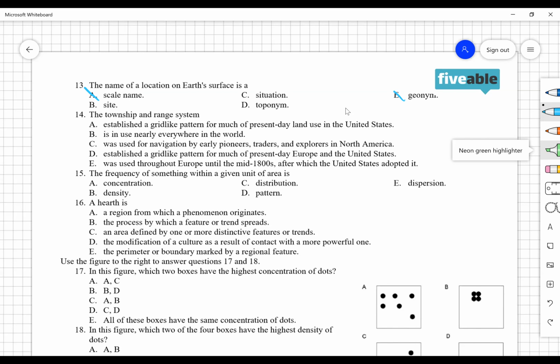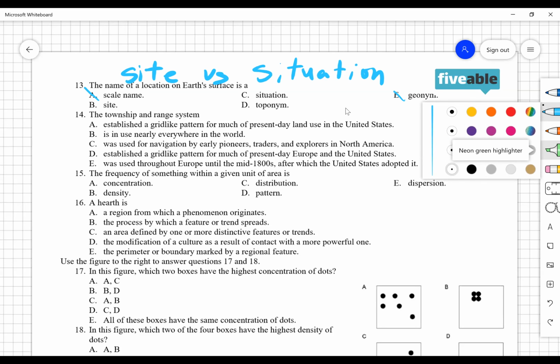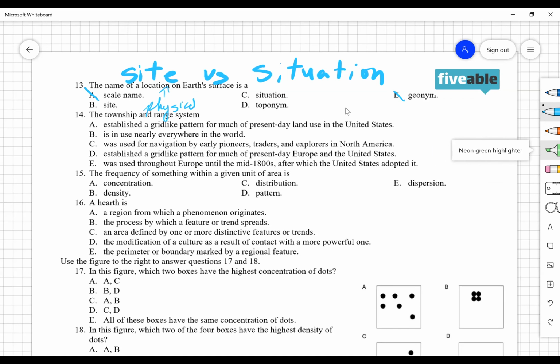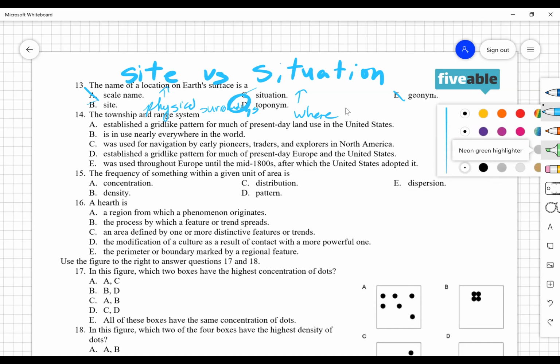Situation and site. Site versus situation is one of the major things in Unit 1. It's also mentioned in Unit 6 later, and it's a little bit more important there. But site versus situation is basically just where is this relative to another place, and where is it important. So site is going to be physical surroundings, while situation is going to be where is it? So the correct answer here is going to be D.